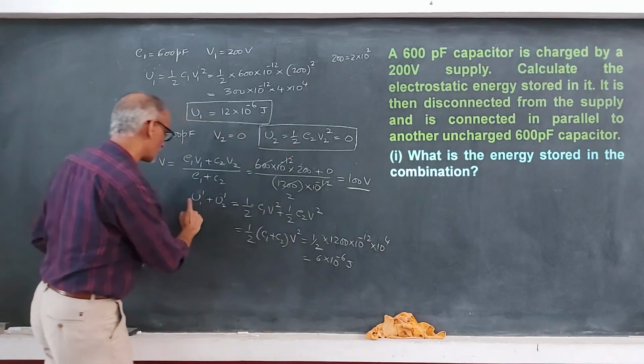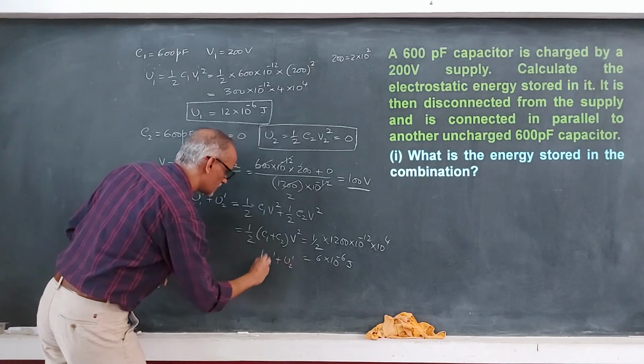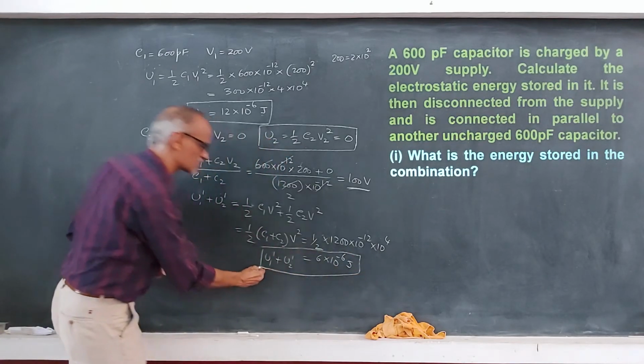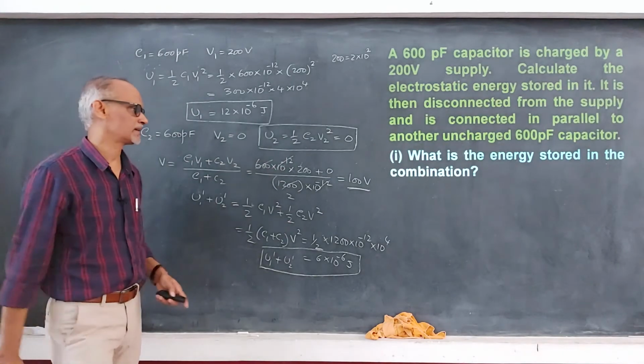So this is U1 dash plus U2 dash, and this is what they have asked: what is the energy stored in the combination? This is the energy stored in the combination, that means after they are connected in parallel.